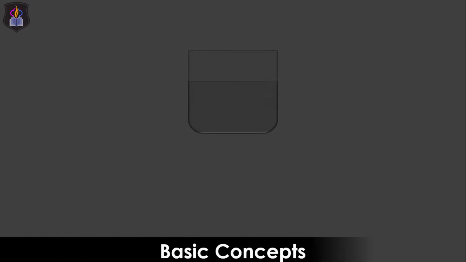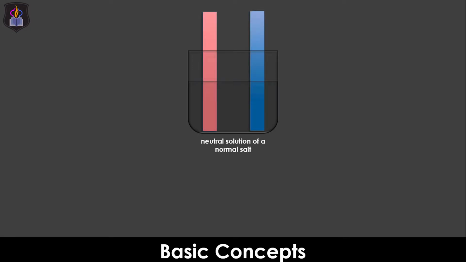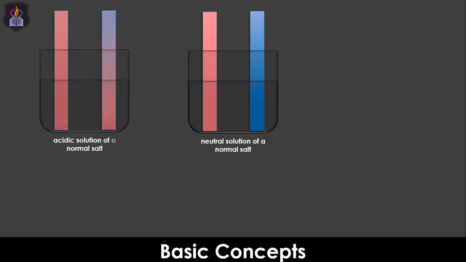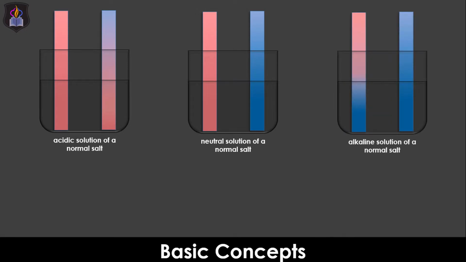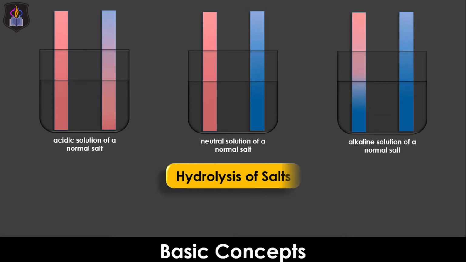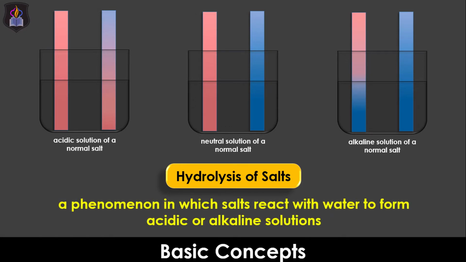Ordinarily, when normal salts dissolve in water, one would expect them to give a neutral solution with a pH of 7. But this is not always the case, as some of them dissolve to give acidic solutions, while others give alkaline solutions. This is known as the hydrolysis of salts, and is defined as the phenomenon in which salts react with water when dissolved in it to form acidic or alkaline solutions. When this happens, we say the salt has undergone hydrolysis.